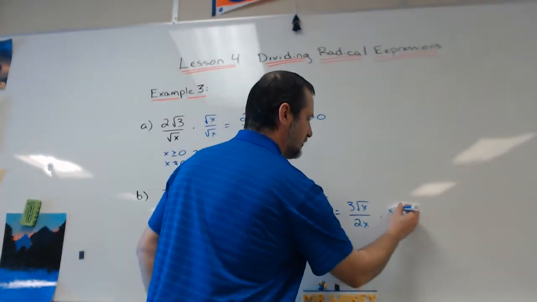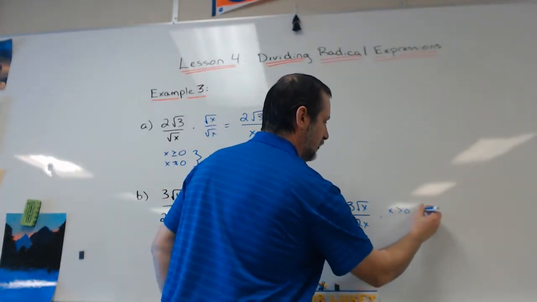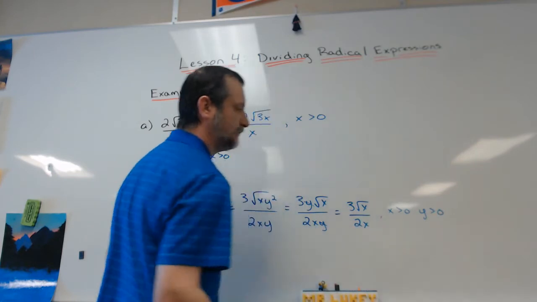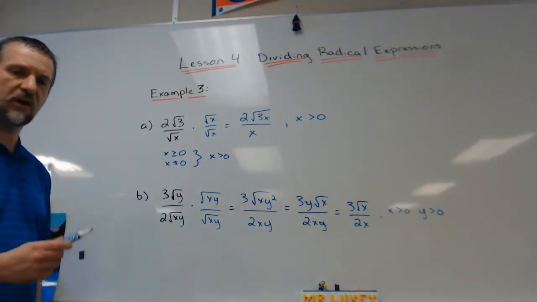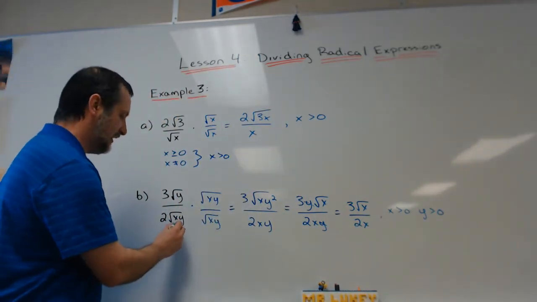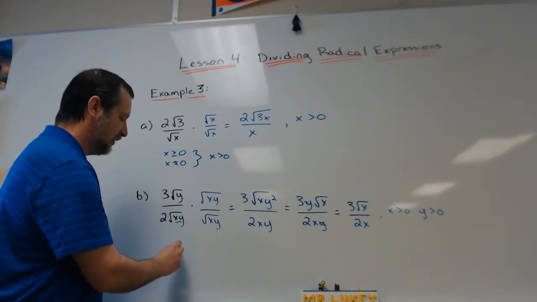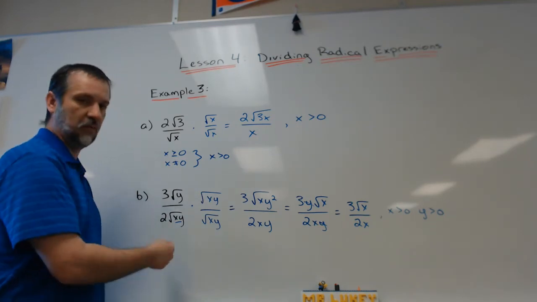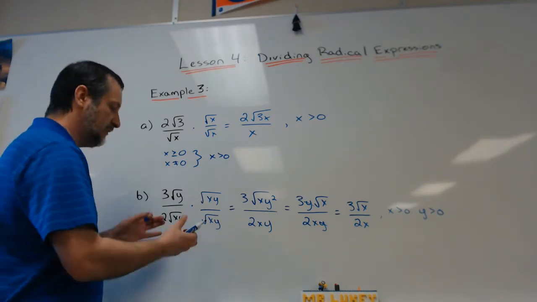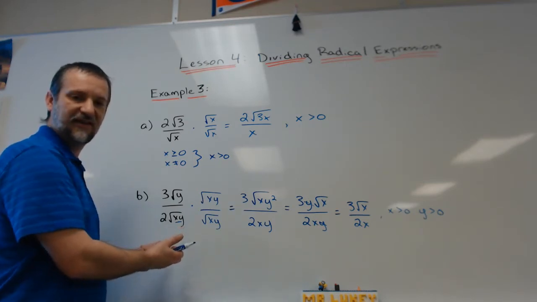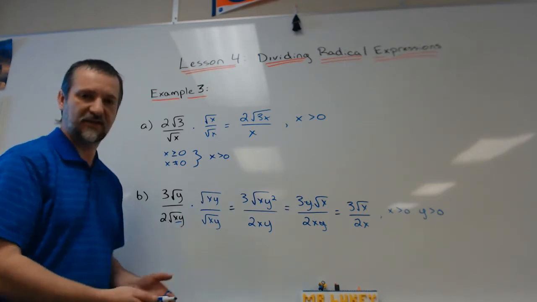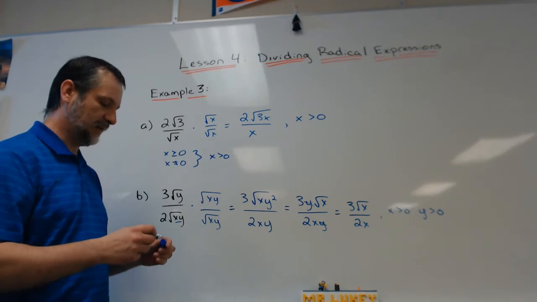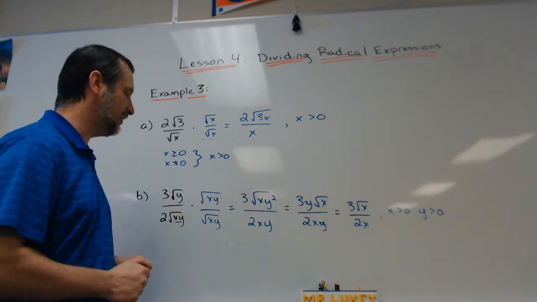So x must be greater than 0. y must be greater than 0. The complication here, and we're not going to get into this, is because you have an x times y. So if x was a negative value and y was a negative value, then we could in fact find there is a possible answer for that radical. But we're not going to get into that right now. That's a complication we can deal with later.